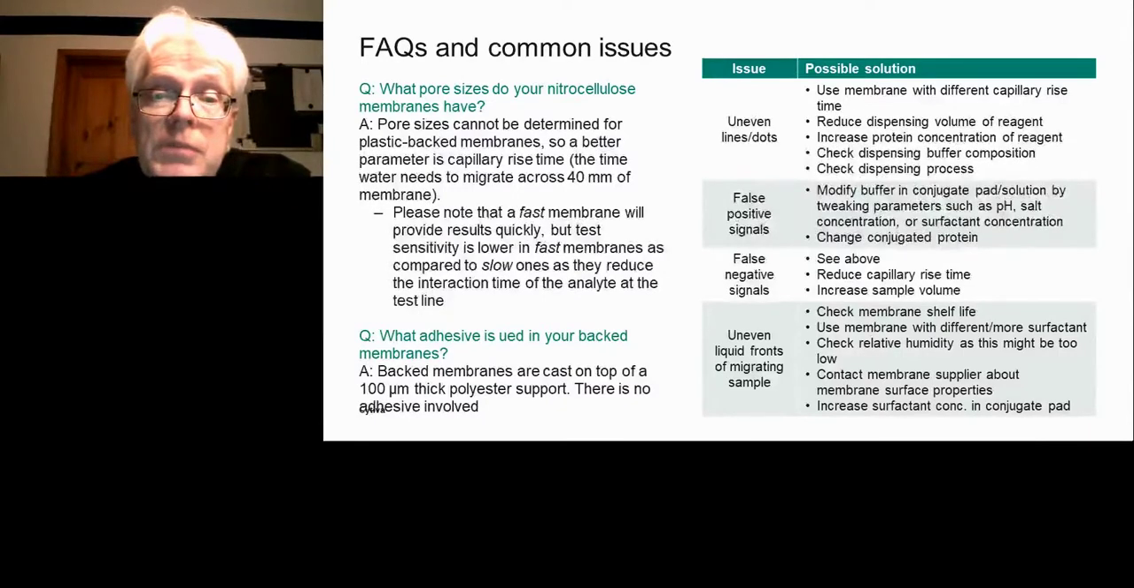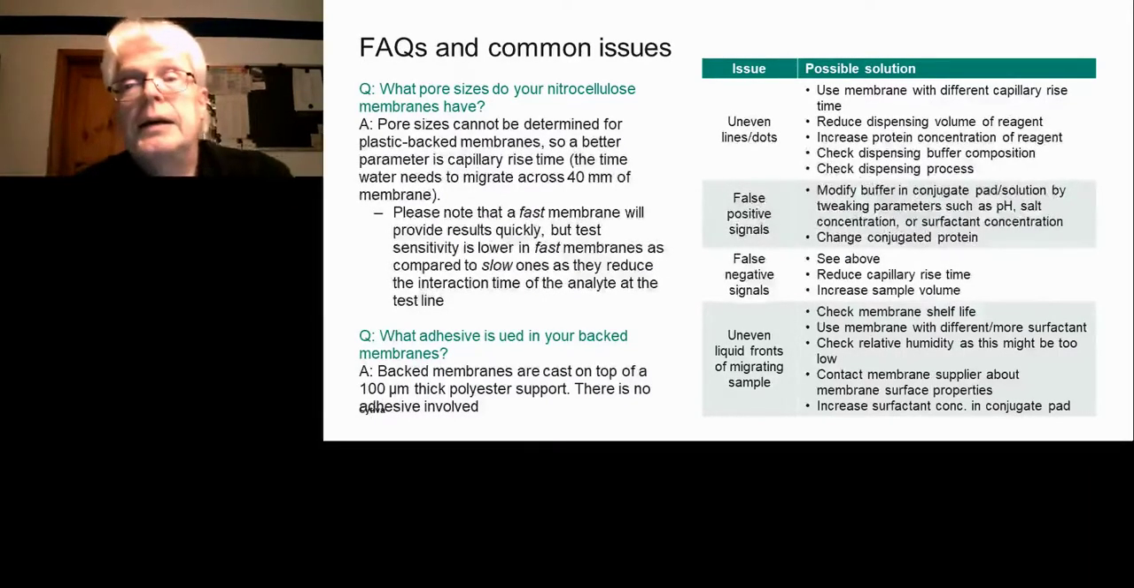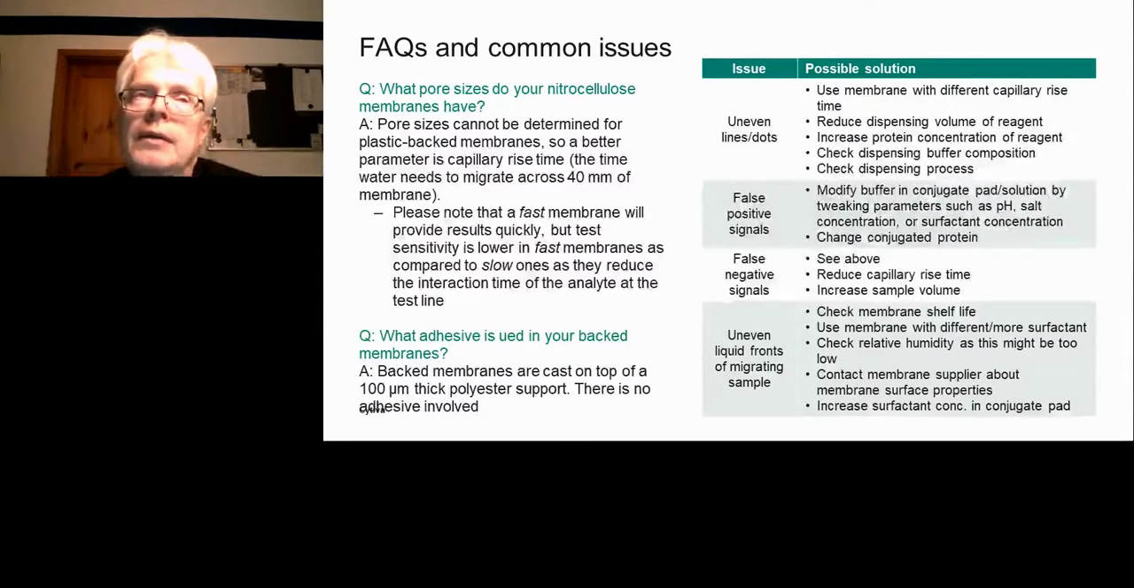What is also sometimes seen is uneven liquid fronts of migrating samples. It might be that you have stored your membrane too long, but in most cases, it's a problem with either that you're using a relatively hydrophobic membrane. That means a membrane that has a very low surfactant content. And the other option is that you have a problem with the relative humidity in the room. And if this is too low, then you will see flow issues.